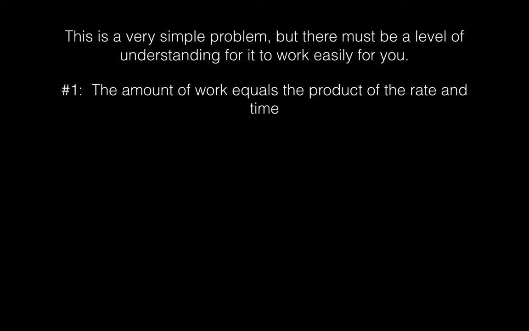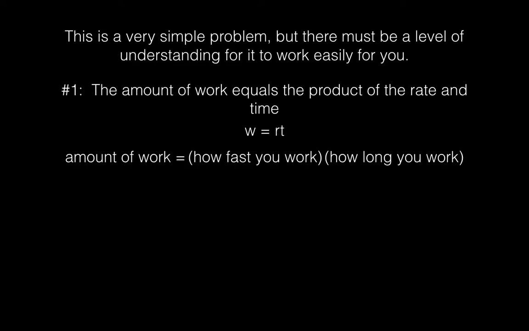Number one thing you need to understand, and this is an actual formula, is that the amount of work equals the product of rate and time. In other words, the amount of work done is the product of how fast you work, which is your rate, multiplied by how long you work. So if you work at a fast rate, you don't have to work as long to finish the same amount. Whereas if you work at a slow rate, you have to work longer to finish the same amount.